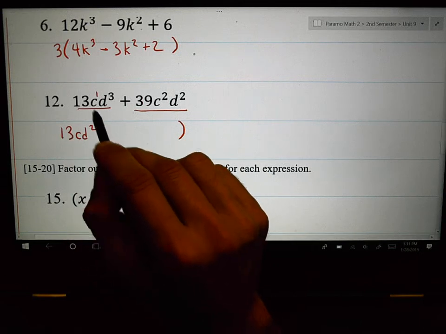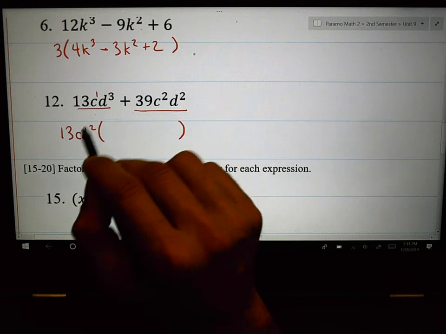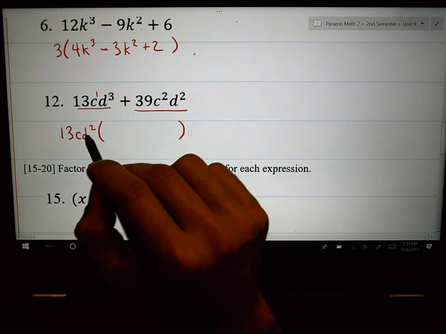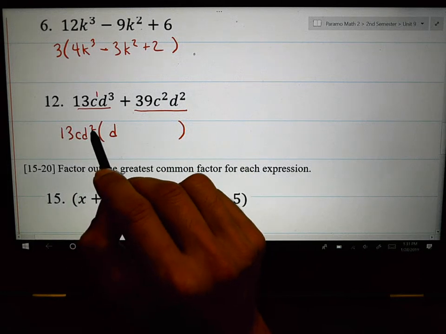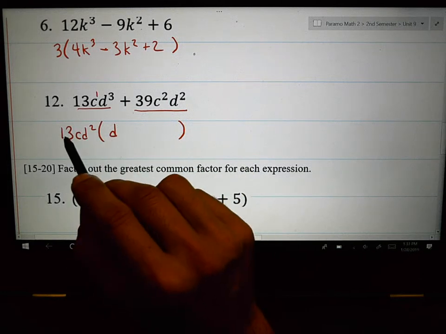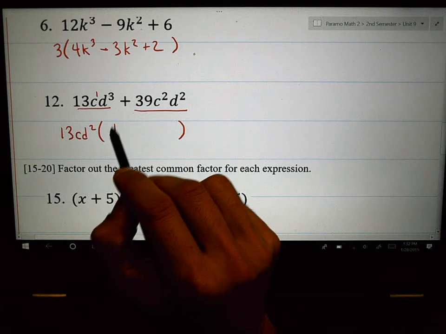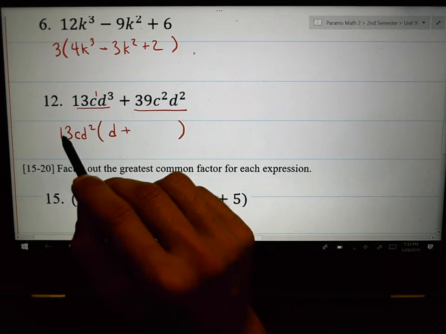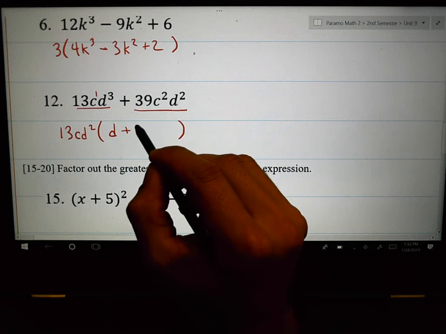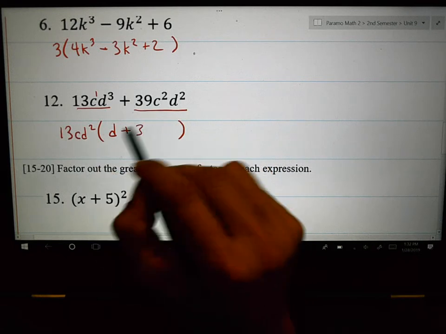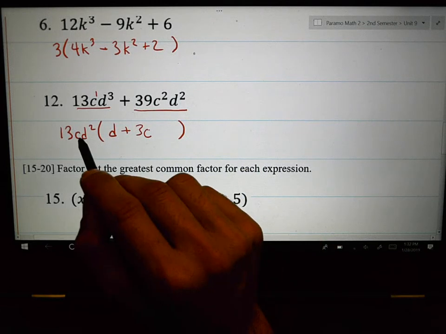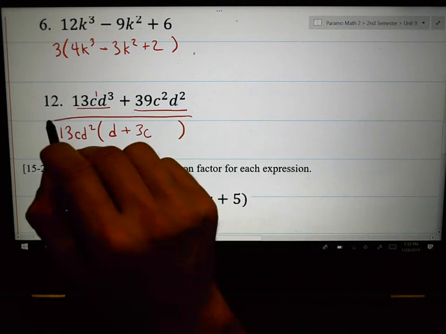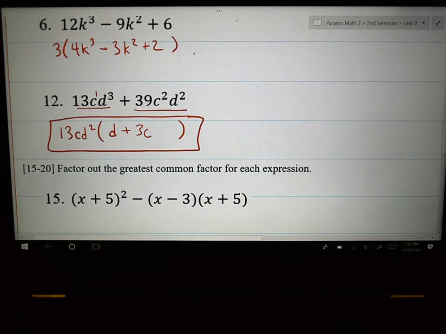13 times 1. 13 times a c is the same as 1. All it needs, there's 3 d's. There's only 1 here. I'm just going to put a d there. 13cd squared times 1d would be 13cd to the third plus 13 times 3 is 39. I need another c, and I already have my d squared here when it goes there. So there's my answer factored with the GCF.